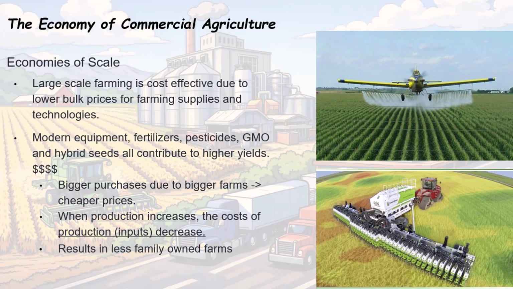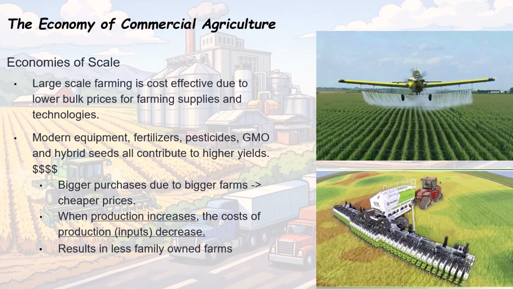This is industrial precision. Modern equipment, fertilizers, pesticides, GMOs, hybrid seeds, all of that increases yields. Higher yields mean more output per acre. And when production increases, the cost of production per unit, the inputs, decreases. That's the key. More production, lower per unit cost, higher profit margins. It's math with tractors. Bigger farms make bigger purchases. Bigger purchases mean cheaper prices per unit. Smaller farms, they can't always access those same discounts.